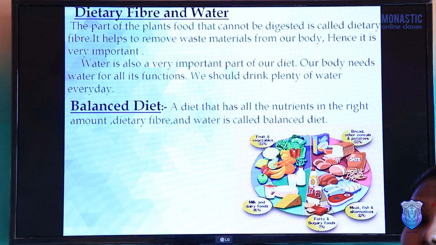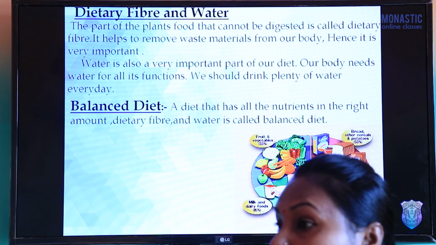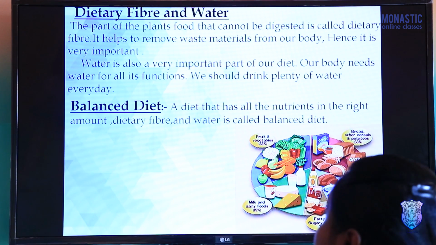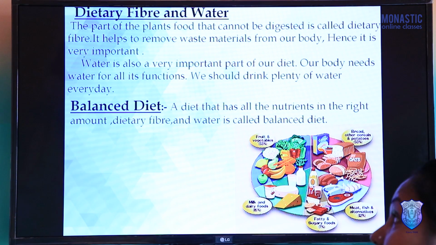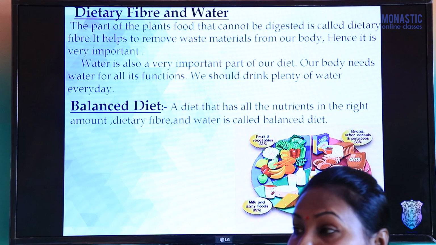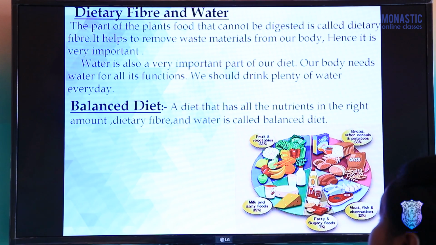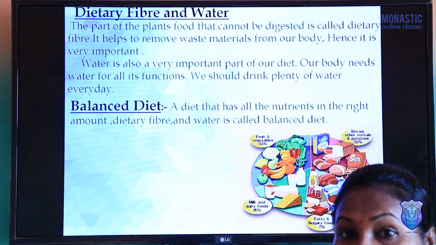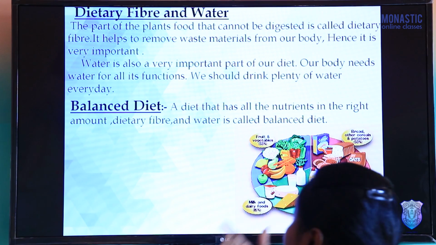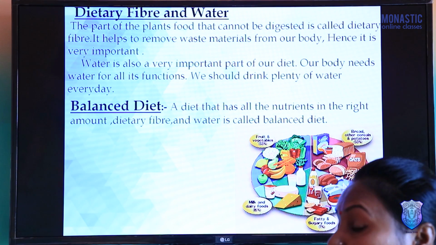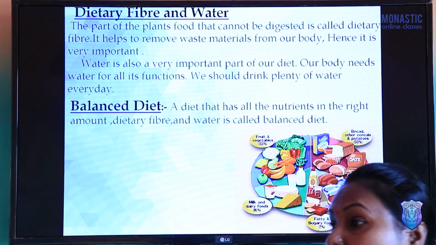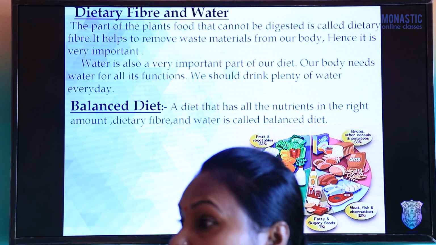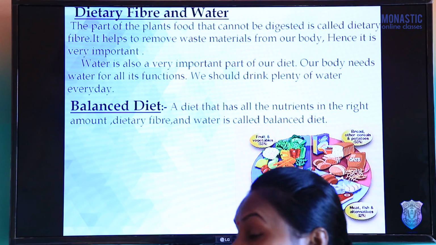So food that cannot be digested by our body, like leafy food, is dietary fiber, and it also helps to remove waste materials from our body. Water is also a very important part of our life. Our body needs water for all its functions. We should drink plenty of water every day. Water helps to digest the food, form the blood, and remove the waste materials.